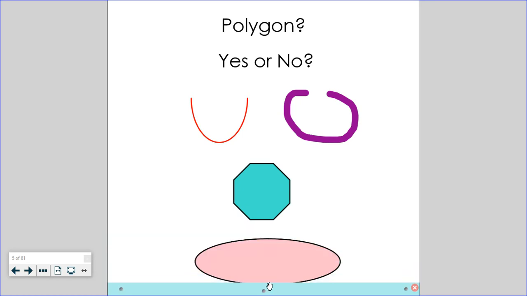And then last, this one. That is not a polygon. It is not a polygon because it is curved. It does not have straight sides.